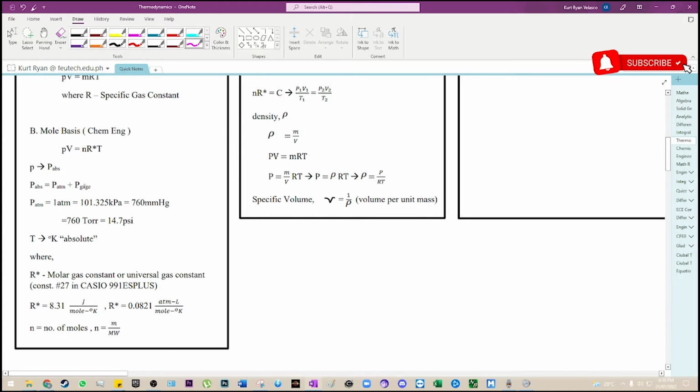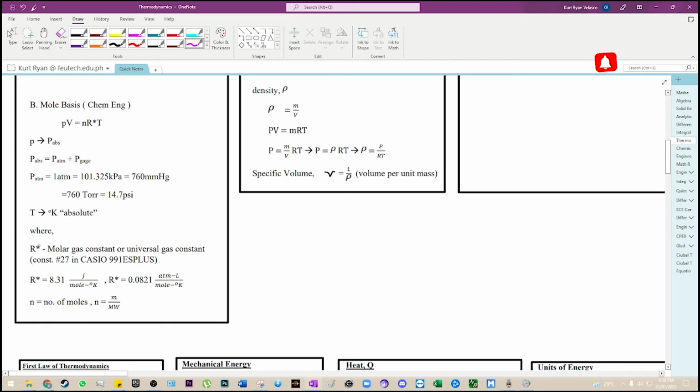Okay, and then for the atmospheric pressure, we already have some common values here, and you can also use these as your conversion factors. So 1 atmosphere is equal to 101.325 kilopascal, and is also equal to 760 millimeter mercury, equal to 760 torr, or equal to 14.7 psi, or pound per square inch. Now, for the temperature, of course, the absolute is usually Kelvin, or Rankine, depends.